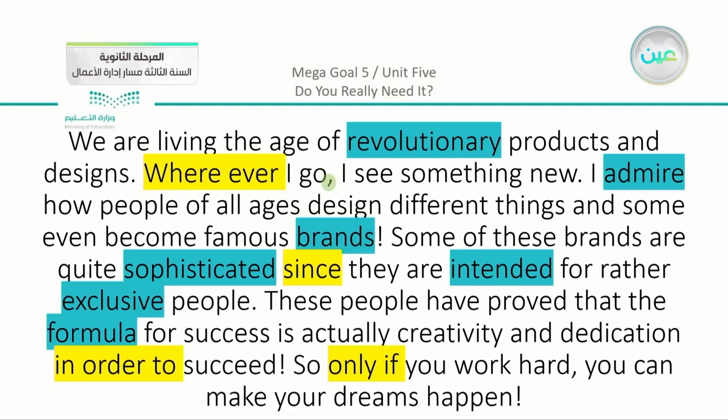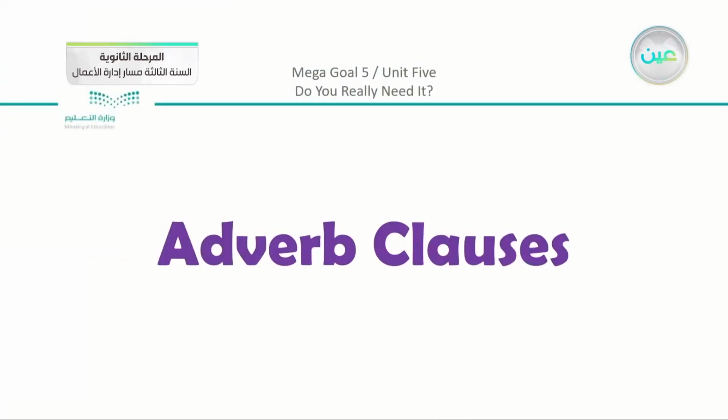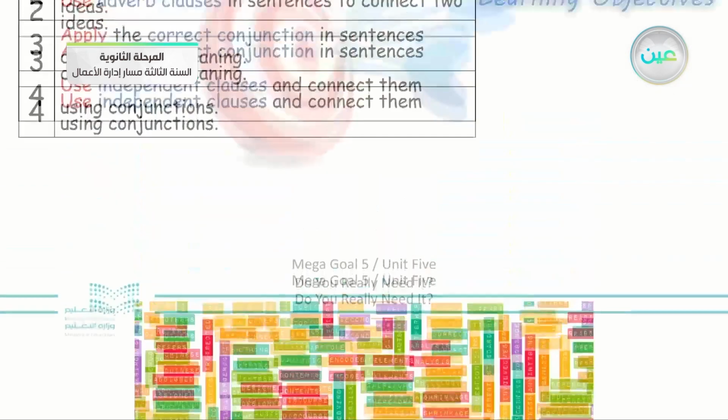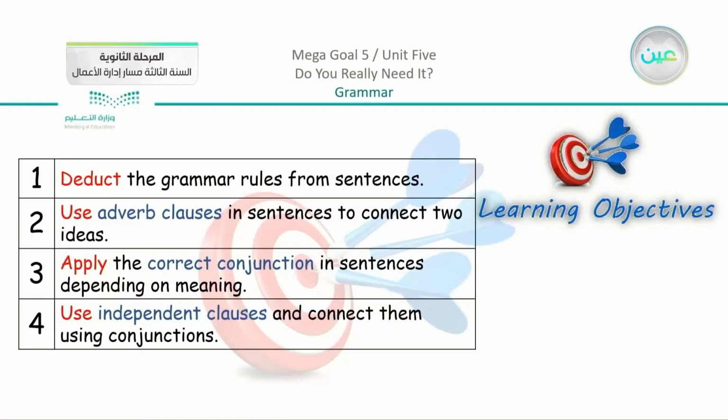Now we're going to complete and see what do we have here. So we do have the parts here, as you can see the commas. We are going to move on, and we're going to talk about adverb clauses, which are the highlighted parts in the yellow color. So the adverb clauses are going to be our grammar lesson for the day. We are going to move on and see our objectives for the lesson.